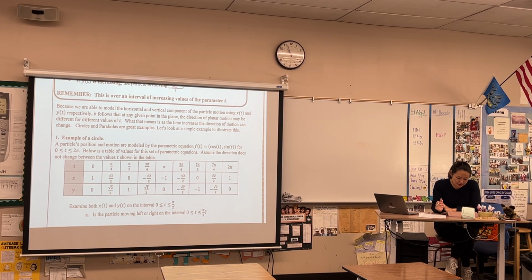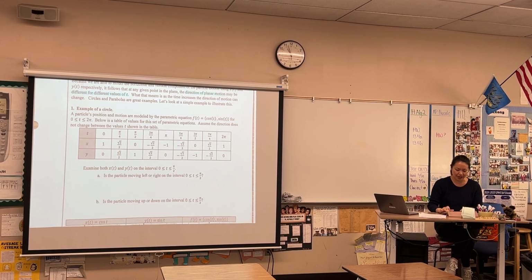All right, let's see. Because we're able to model the horizontal and vertical components of the particle motion using these functions, it follows that at any given point on the plane, the direction of the planar motion may be different for different values of t. We're going to see this in some of these examples. As time increases, the direction of motion can change. It might not just be constantly going in one direction; it might change depending on what part of the function you're on. Circles and parabolas are good examples.